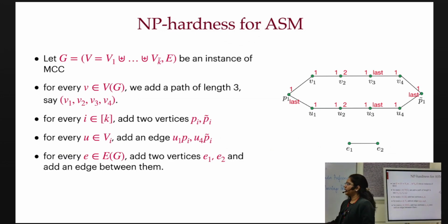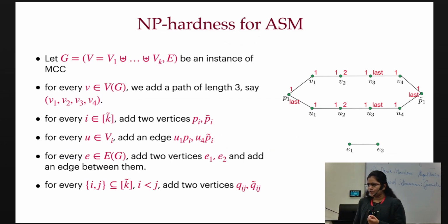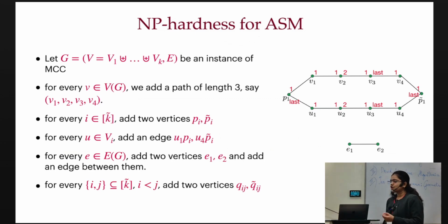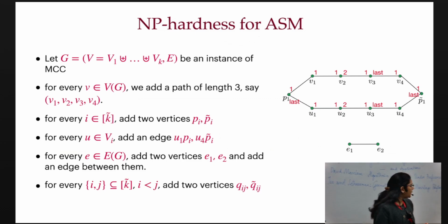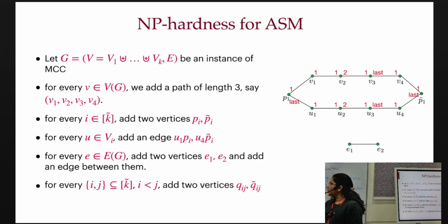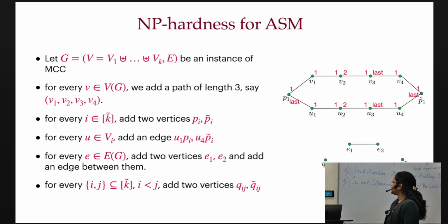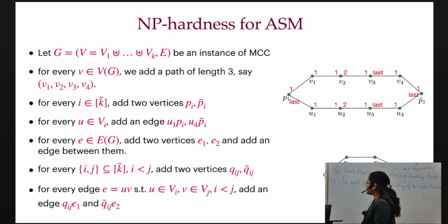Now, for every ij belonging to [k tilde] with i less than j, we add 2 vertices Qij and Qij tilde. For example, I will add Q12, but I will not add Q21. This is just for consistency. Just assume i less than j. If you want to assume i greater than j, you can do that as well, it does not matter. So, I add Q12 and Q12 tilde. My preference lists are missing here.